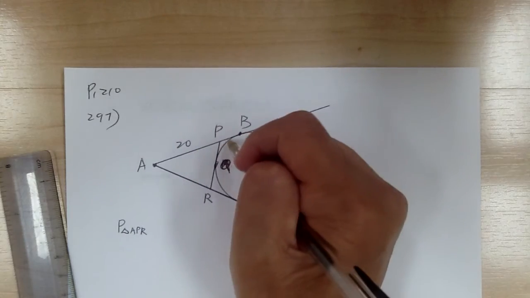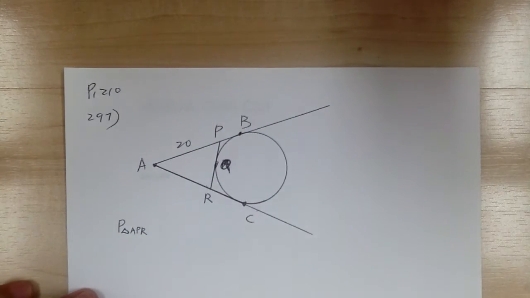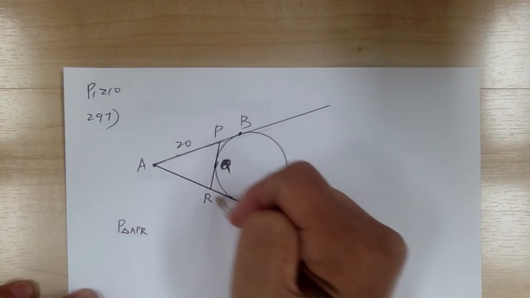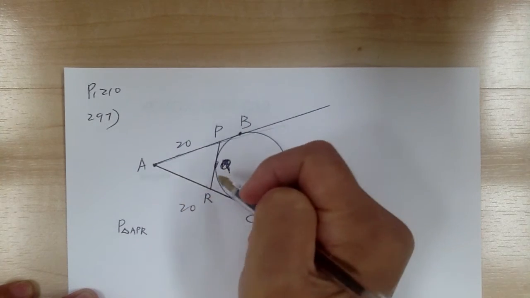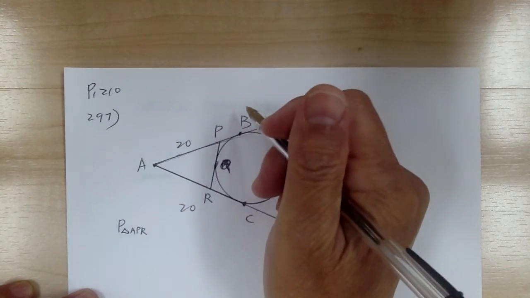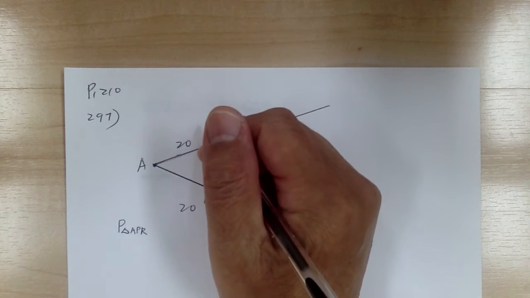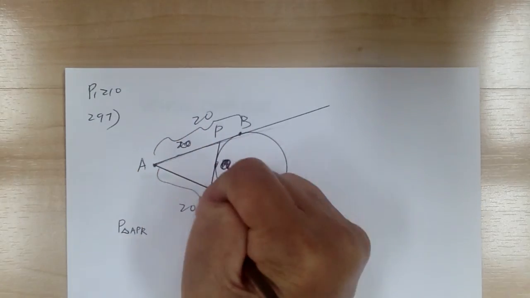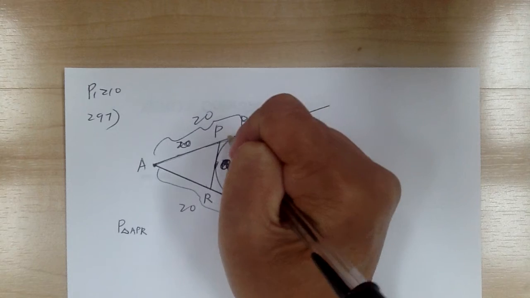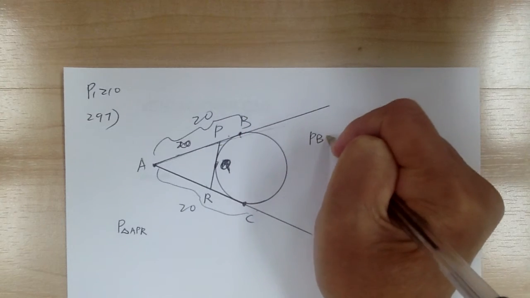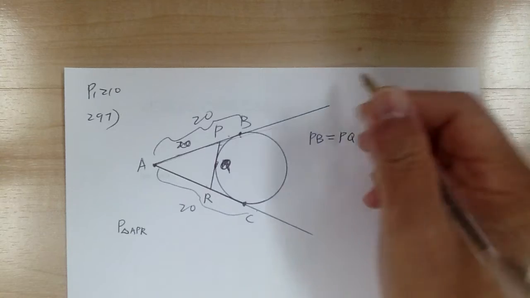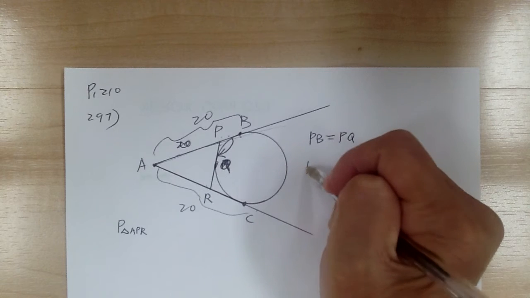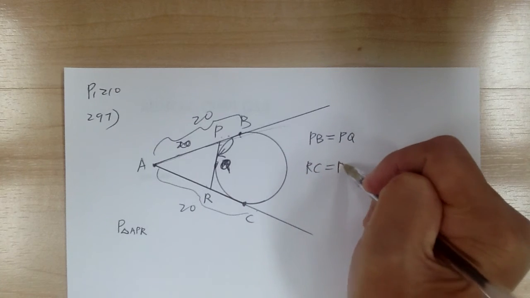Now, one thing you have to realize is that the common tangents are congruent. So AB is going to be congruent to AC, so 20 is out here. Now, what you need to realize is that PB is equal to PQ. So if you fold this over to here, you have RC is equal to RQ.